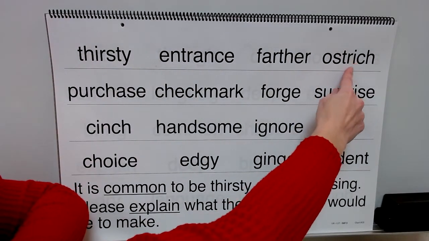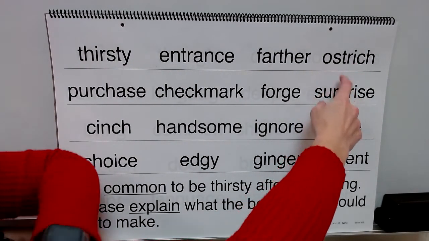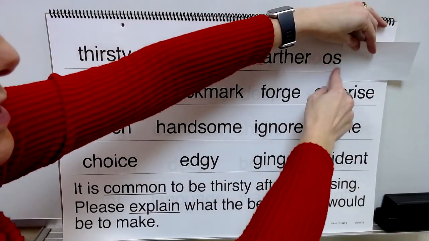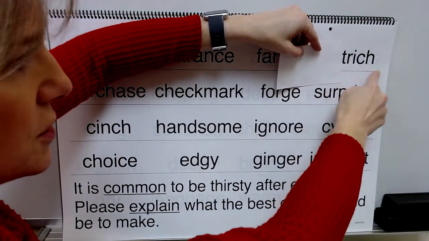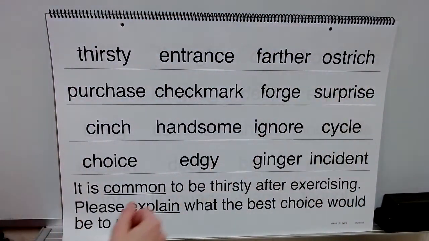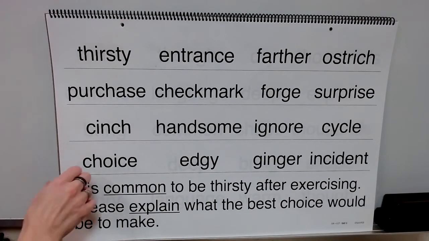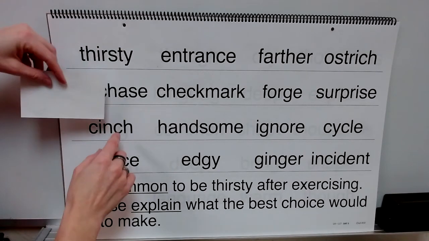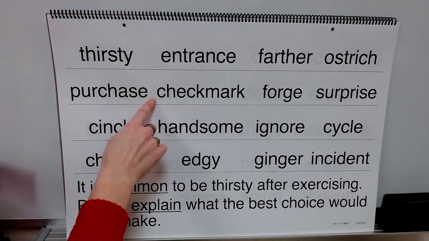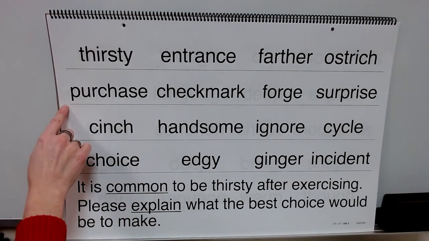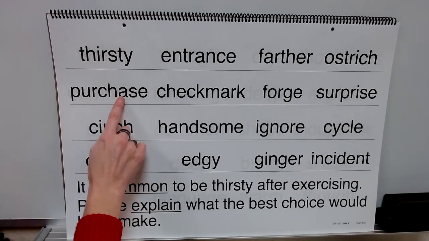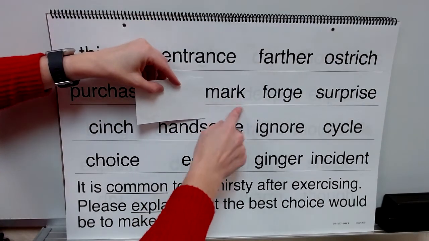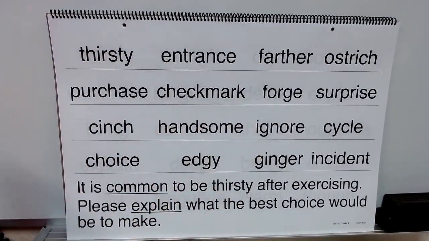Vowel, vowel, three consonants. After the first consonant, there's a blend. I keep them together. Syllable, os. Syllable, trich. Word, ostrich. Syllable, pur. Syllable, chase. Adjust this word. What word? Purchase. There's a schwa. Syllable, check. Syllable, mark. Word, check mark.